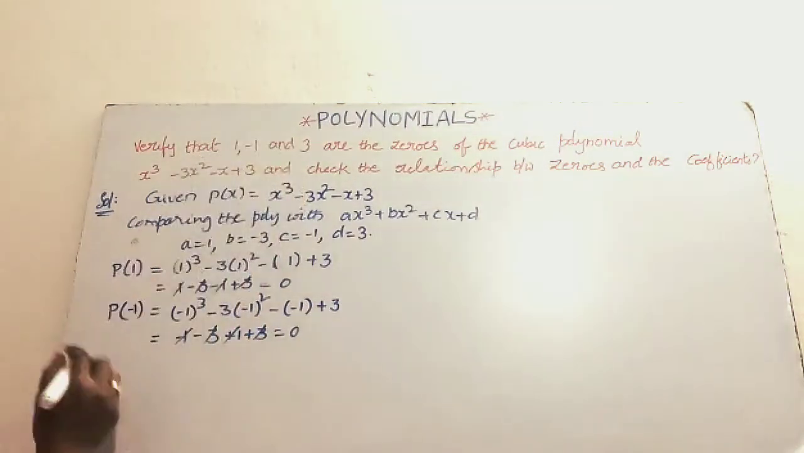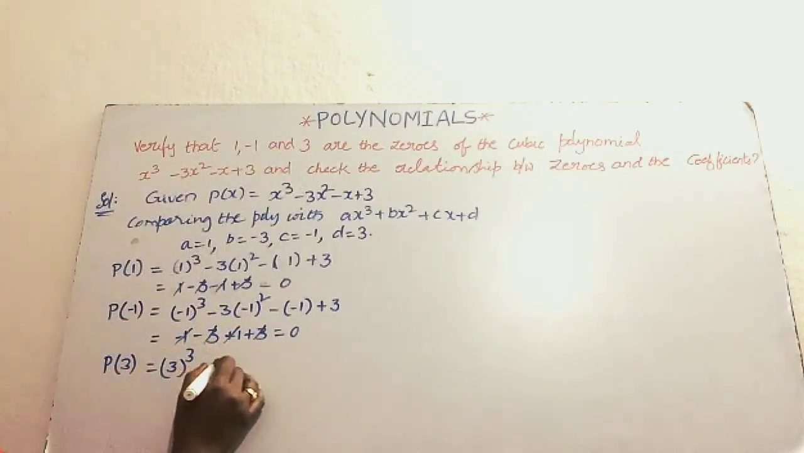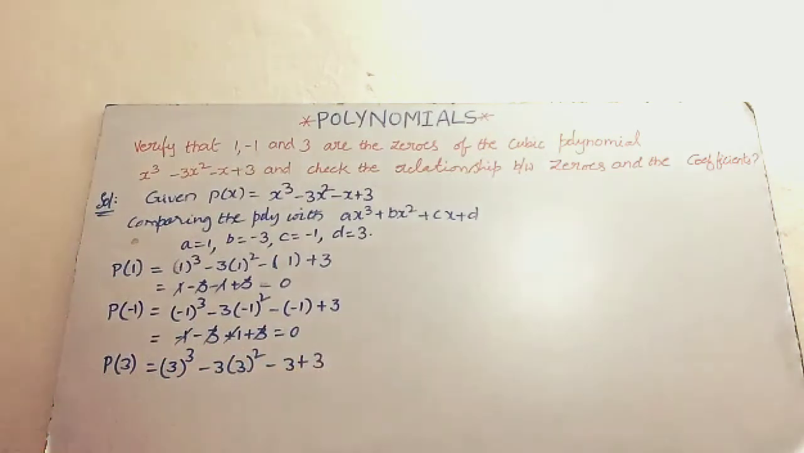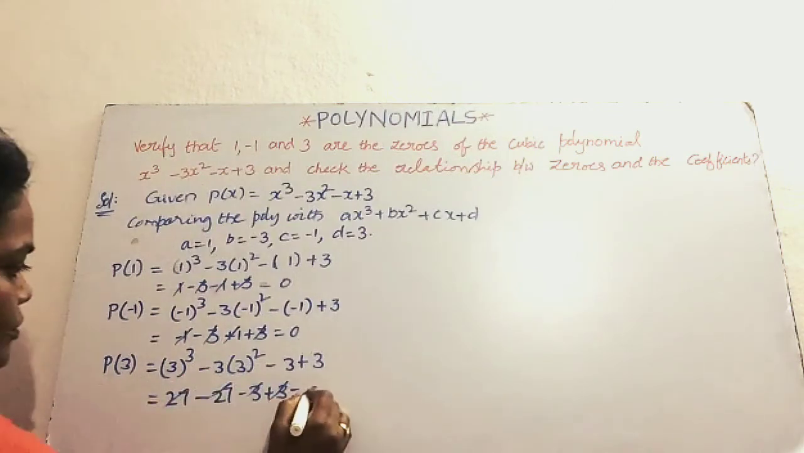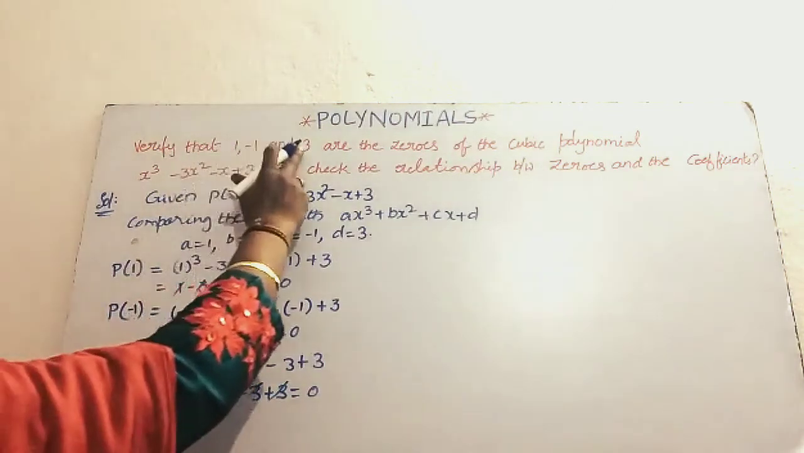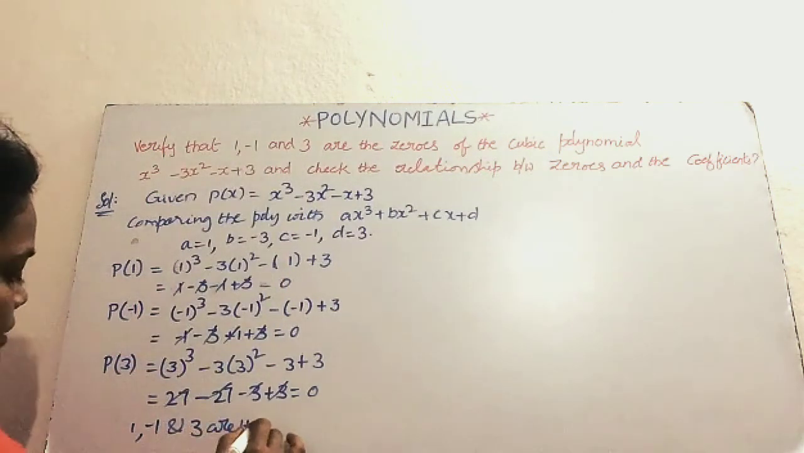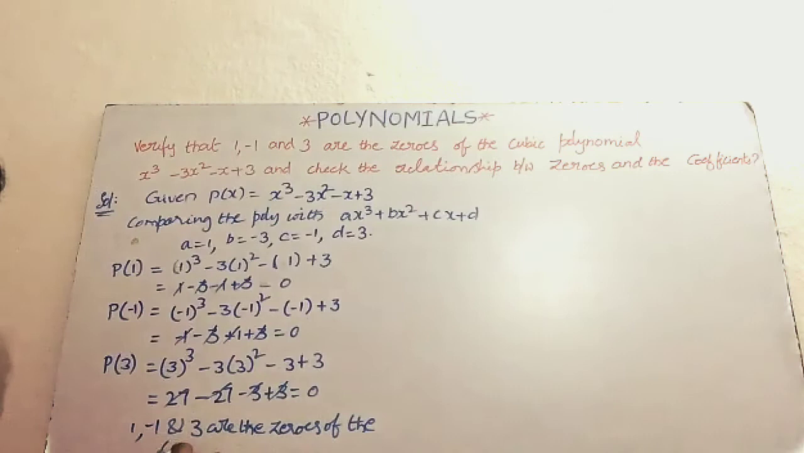And next P of 3. P of 3 equal to 3 whole cube minus 3 into 3 whole square minus 3 plus 3. That means 3 cube, that means 27, minus 3 square, 9, 9 3s are 27, minus 3 plus 3. So that is equal to 0. So 1, minus 1 and 3 are the zeros of the cubic polynomial.